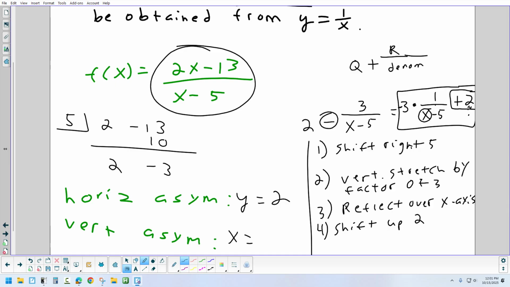And what about my vertical asymptote? What's that going to be? Yeah, 5. That's what would make the denominator 0. And there's no common factor. So some of that you could tell by looking at the original problem, like the vertical asymptote, but I don't know if you could tell there was a vertical stretch by a factor of 3. There was no 3 in the original problem. It was a 13, but that's not a 3. So it is important to do the long division, or synthetic.